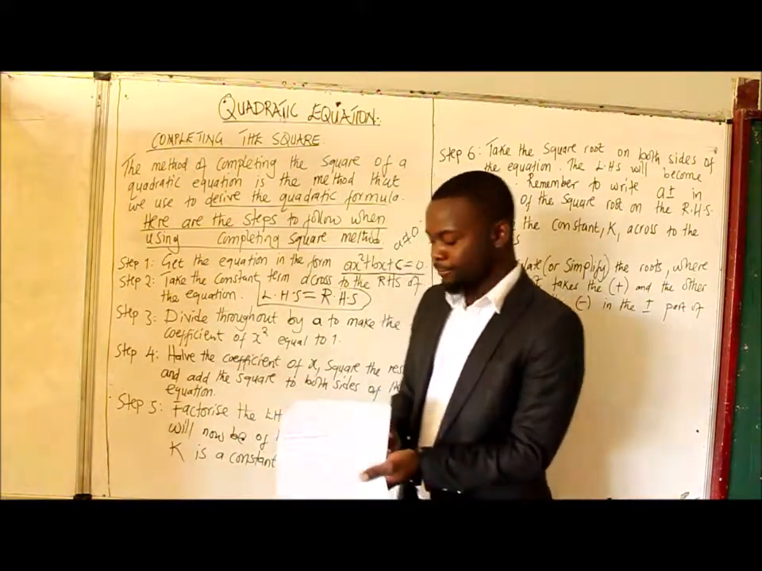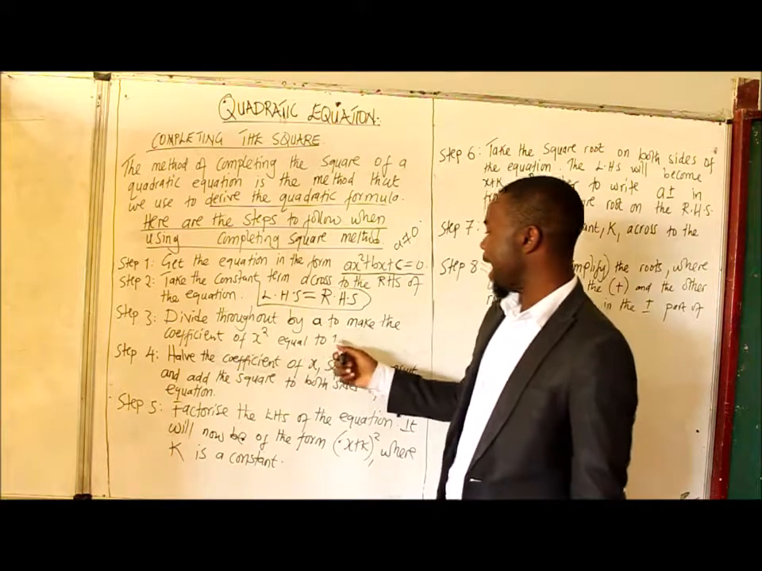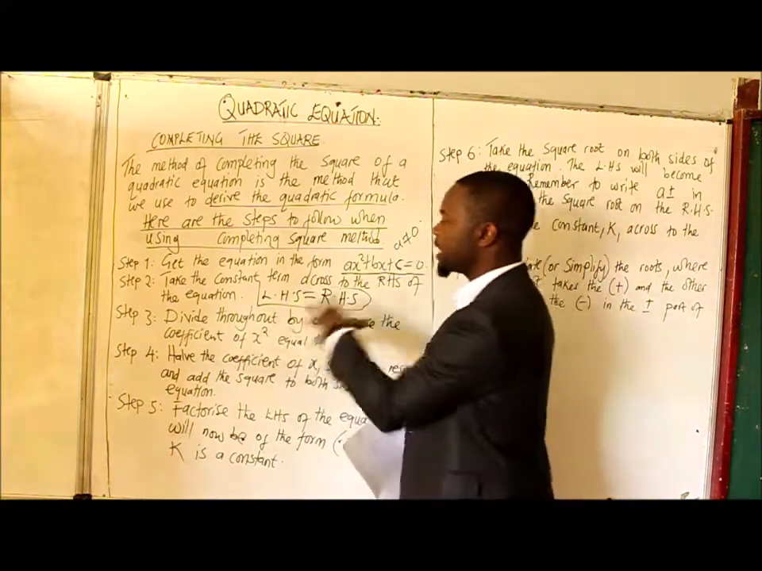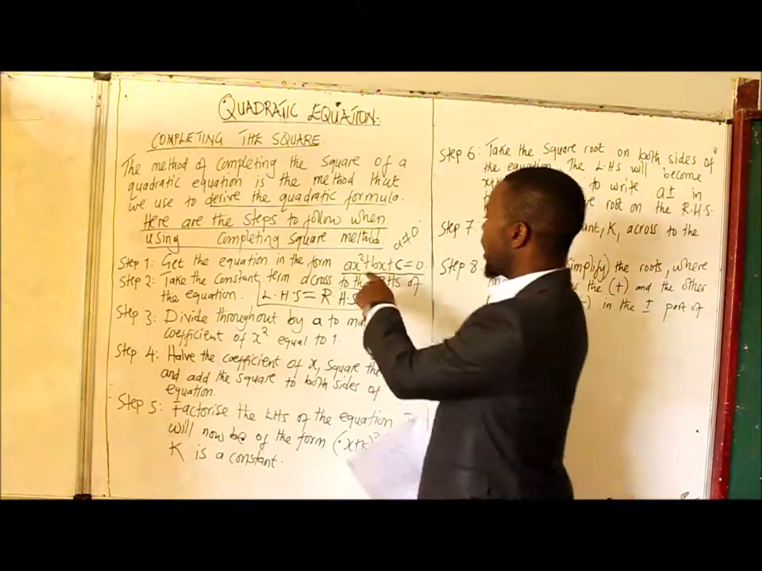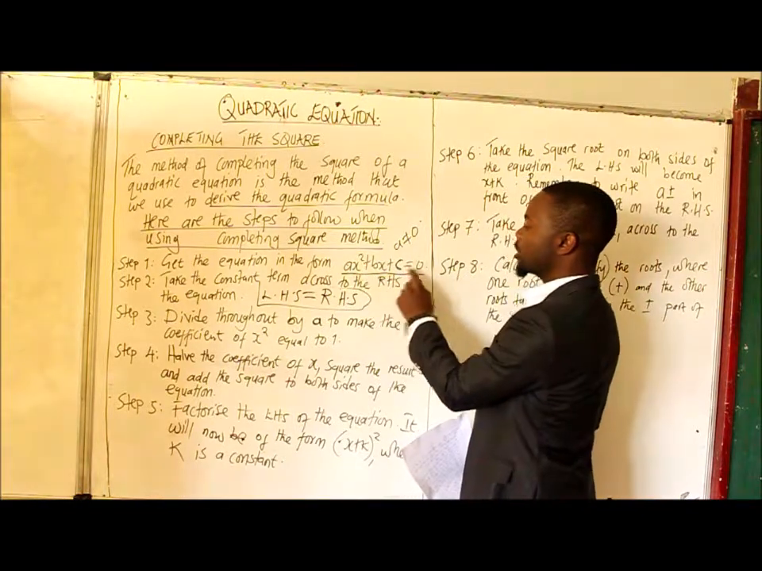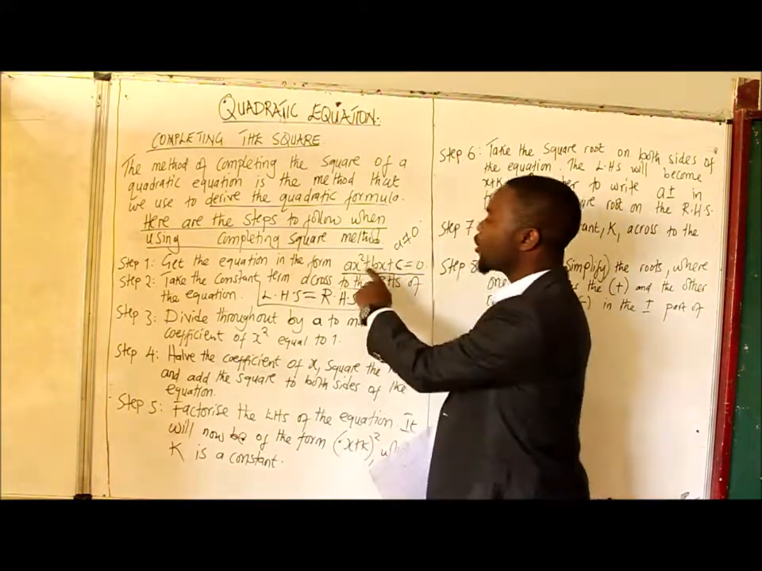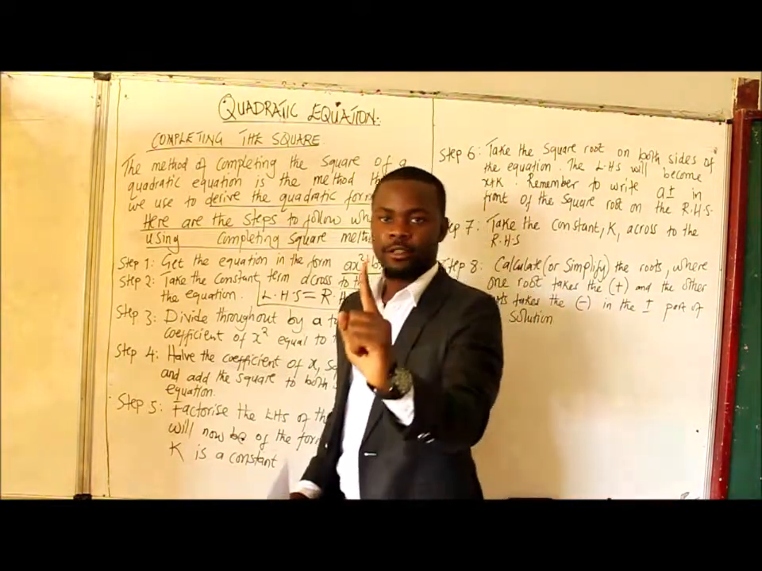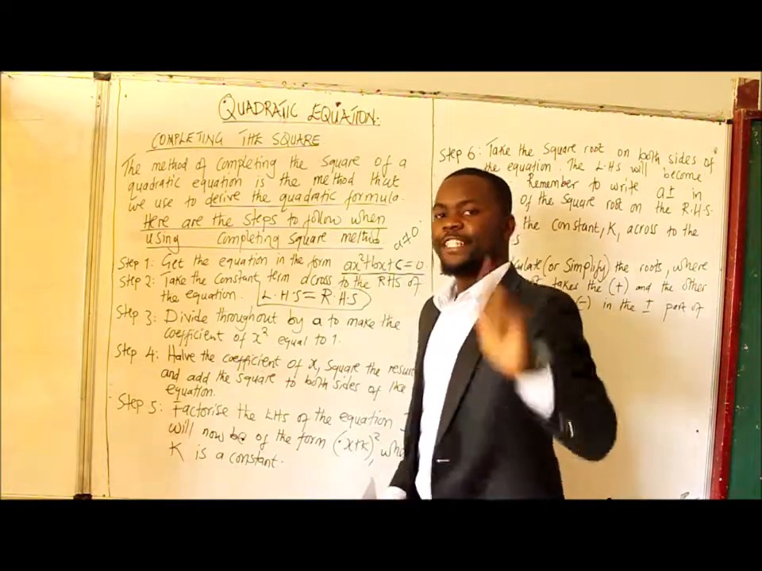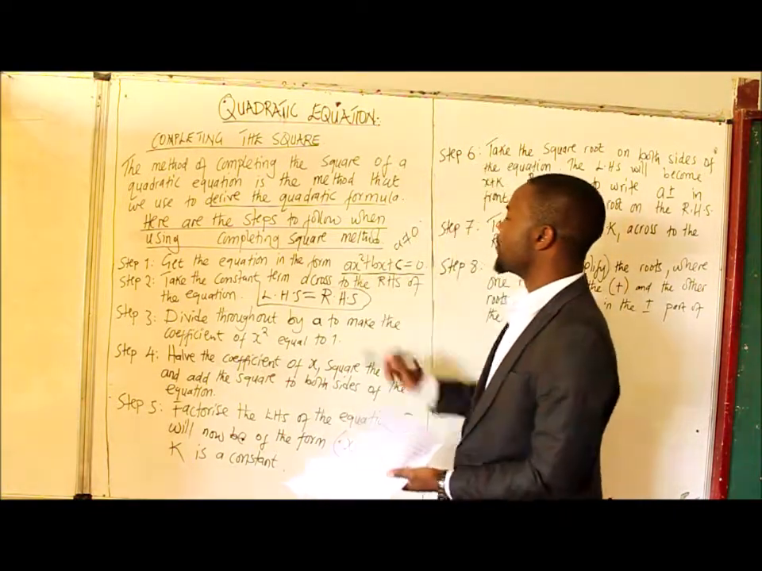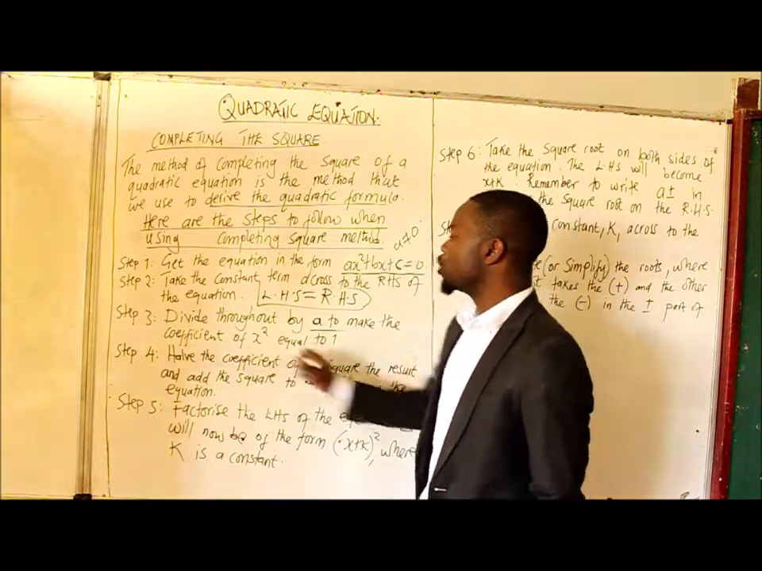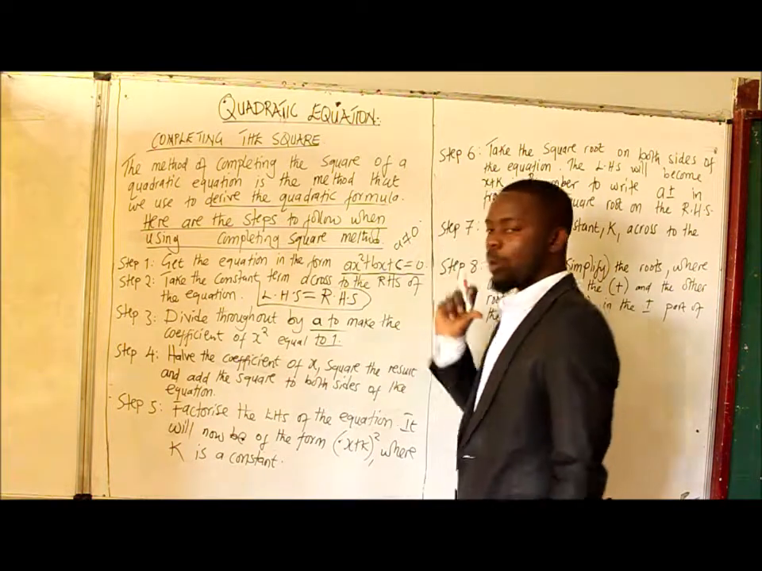Step 3 is saying, divide throughout by a to make the coefficient of x squared equal to 1. Since our quadratic equation is in the form of ax squared plus bx plus c is equal to 0, make sure that the coefficient of x squared is what? It's 1. Now, if it's not 1, divide throughout your quadratic equation by what? By a, to make the coefficient of x squared equal to 1.